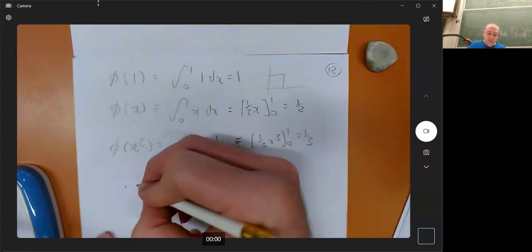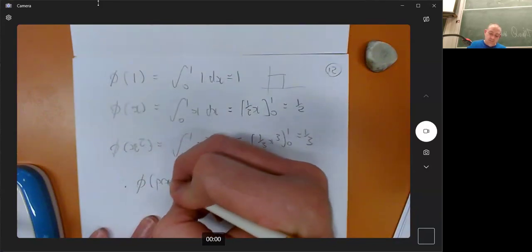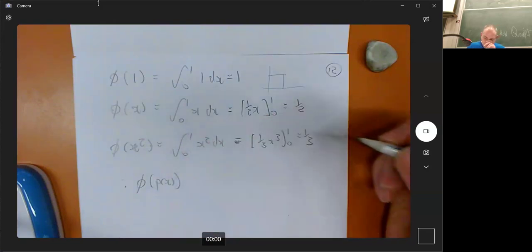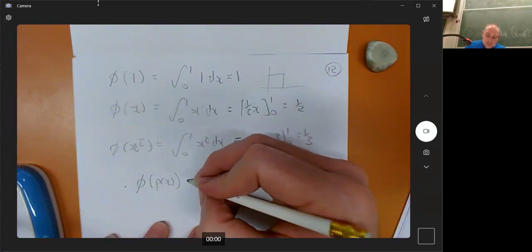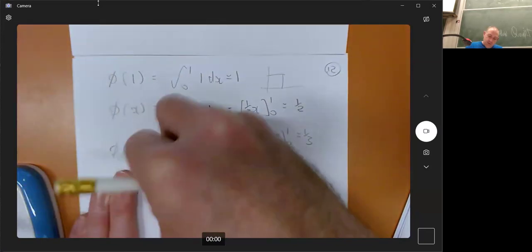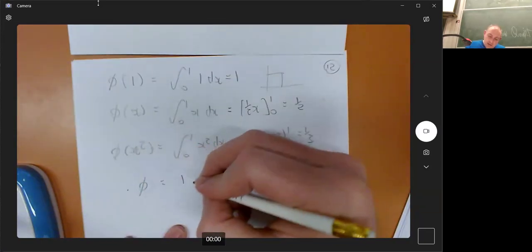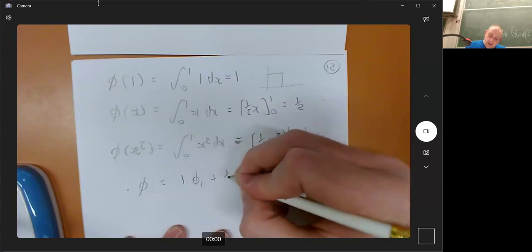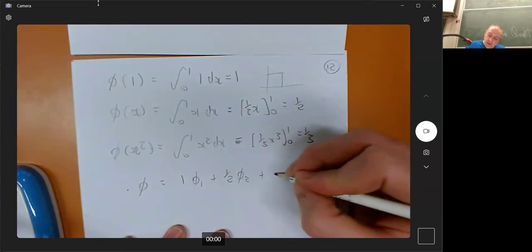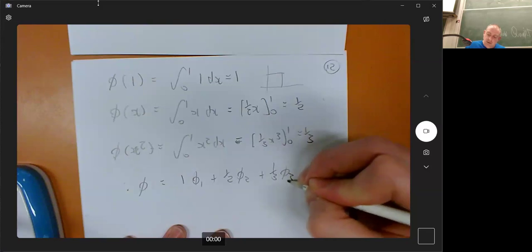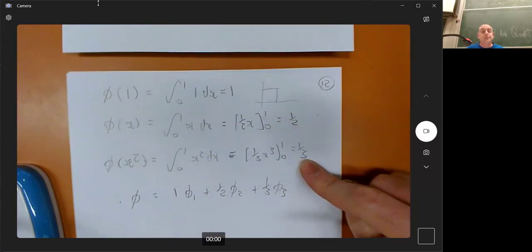And therefore, phi of any function, so therefore, just to be clear, phi is 1 times phi 1 and a half times phi 2 and a third times phi 3. These are the correct coefficients.